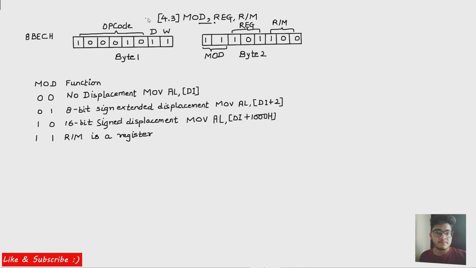This is tutorial 4.3 where we are going to discuss the mod field, the register field and the register/memory field. We have already discussed in tutorial 4.2 the byte 1 of the 16-bit instruction, right? So we are continuing with the same example, which was 8BEC in hex. We have converted it into the binary form like this. We have broken it into two parts. One is byte 1 and the second one is byte 2.